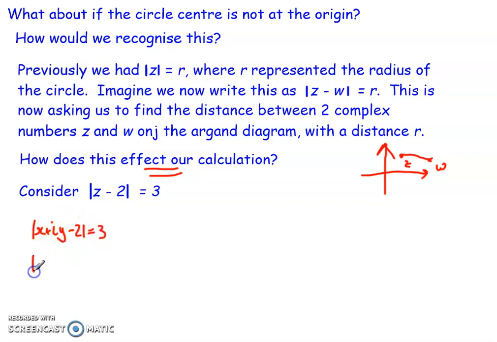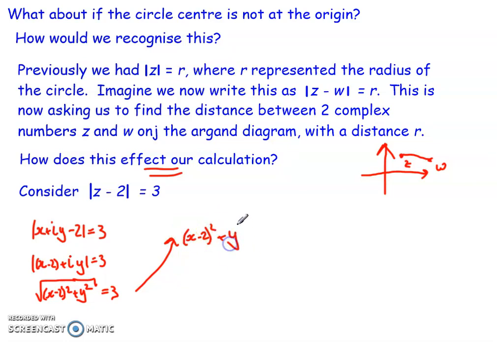Well, if I group the real and imaginary parts here, I end up with the modulus of x minus 2 plus iy equals 3. And if I then calculate the modulus, so square the real, square the imaginary parts, what I get is the square root of x minus 2 squared plus y squared equals 3. And again, getting rid of the square root by squaring both sides, what that tells me is that I've got x minus 2 squared plus y squared equals 9. So there you go. In this case, what I'm telling you is that I've got a circle, my radius, square root of this side is 3, but my centre is no longer at the origin.